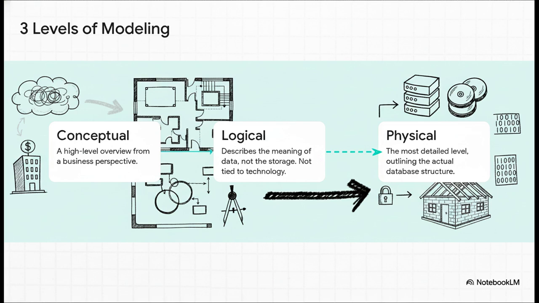Then you get more detailed with the logical model. Think of this as the detailed floor plan. It shows all the rooms and how they connect, but it doesn't say if the walls are made of brick or wood. Finally, you get to the physical model. This is the nitty-gritty construction plan for the builders. It specifies the exact database technology, the exact materials, how every single piece of data will actually be stored.